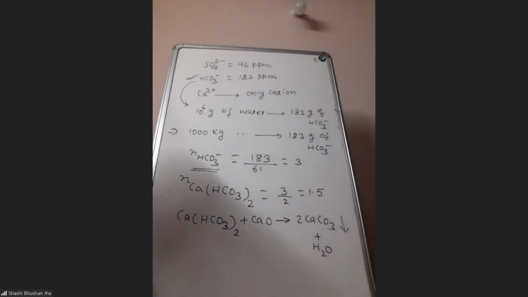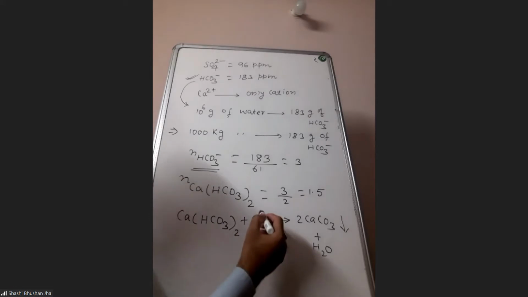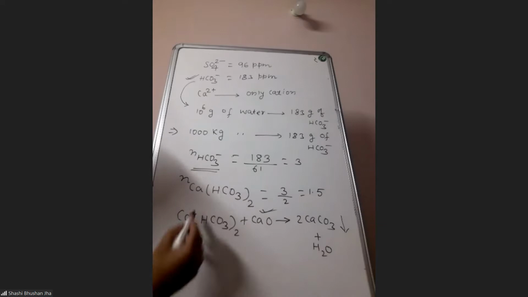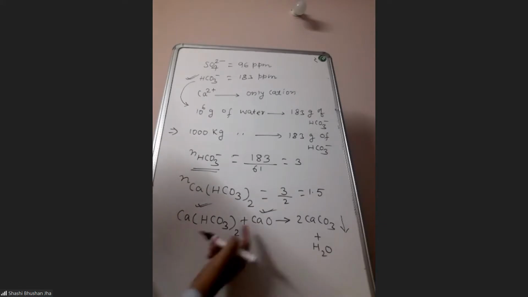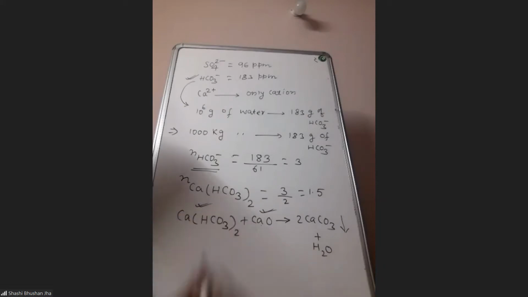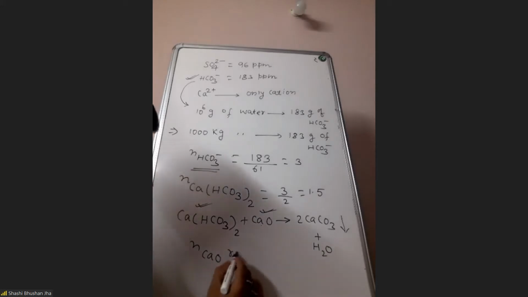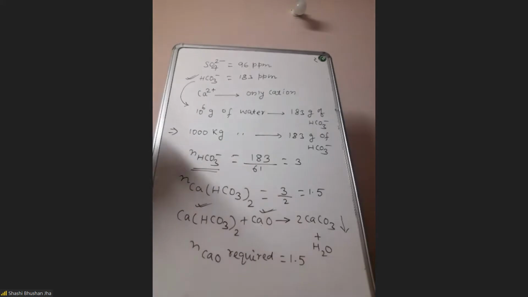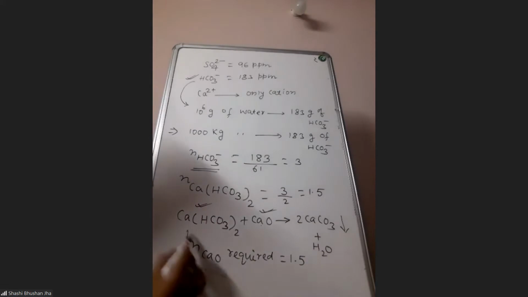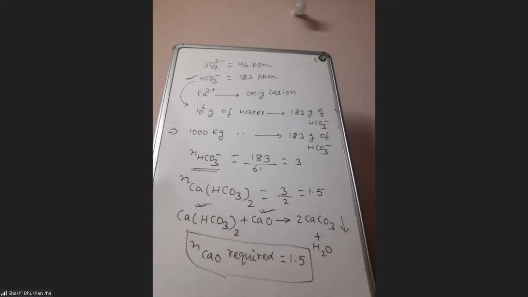So this is the balanced equation. So 1 mole of calcium oxide will remove 1 mole of calcium bicarbonate. So number of moles of calcium oxide needed will be equal to the number of moles of calcium bicarbonate. So number of moles of calcium oxide required will be same as the number of calcium bicarbonate, and this is 1.5. So this was one part of the question.